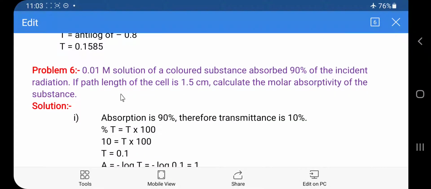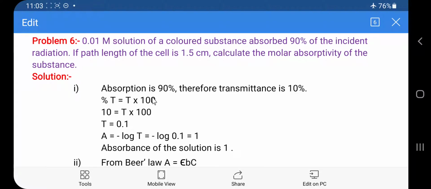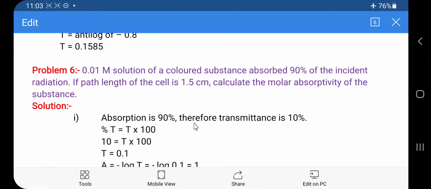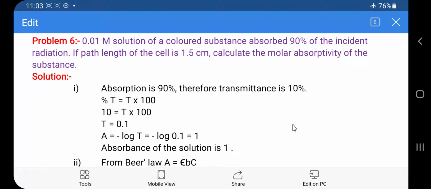Then let us consider the next problem, problem number 6. Here the 0.01 molar solution of colored substance absorbs 90% of the incident radiation. So, the 90% radiation is absorbed by the colored solution, and if the path length of the cell is 1.5 centimeter, calculate the molar absorptivity of the substance. So, there is absorption of 90%, therefore the transmittance is 10%, that means percentage transmittance is 10, equal to T multiplied by 100, because 90% light is absorbed, that means the transmittance is 10%.